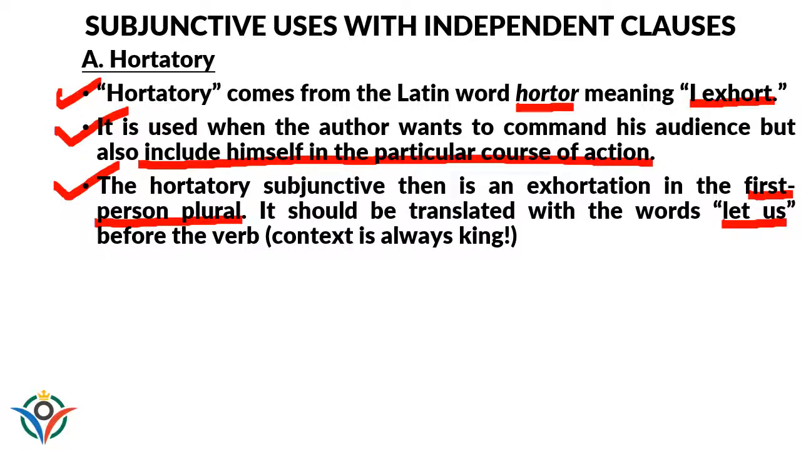Context is always king, so simply because you find a subjunctive verb in the first person plural doesn't necessarily mean it's functioning as a hortatory subjunctive. The context should determine that. But let's look at two examples together where the subjunctive first person plural is functioning as a hortatory subjunctive.